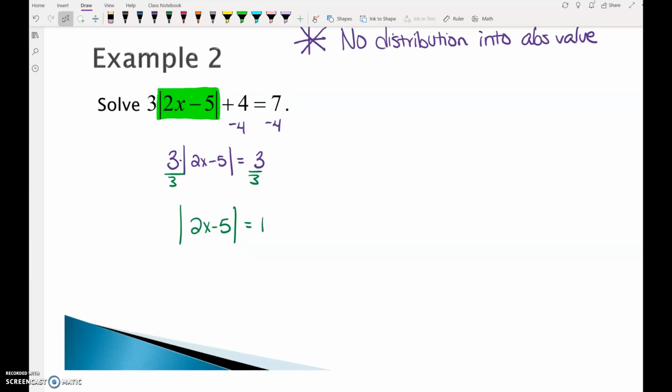Once you have isolated the absolute value, now you need to split this into 2 separate equations and solve both equations to get your 2 answers. Those 2 equations are stuff inside the absolute value bars, 2x minus 5, equals 1. So notice that equation looks exactly like the original, but without the bars. And anyone know what the other one needs to look like? 2x minus 5 equals -1. Take a moment and solve both of these equations.